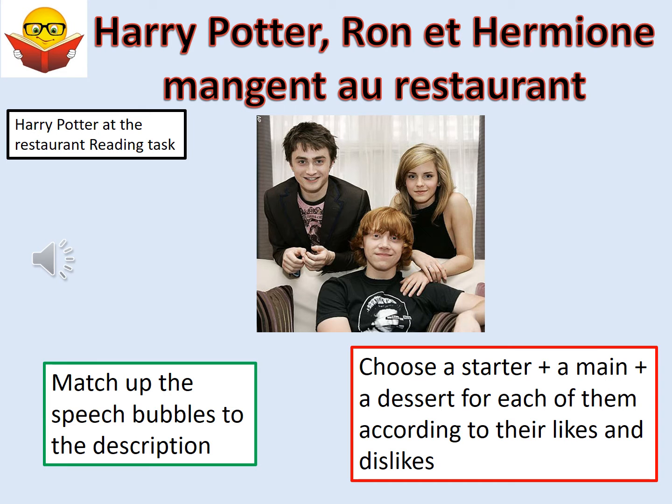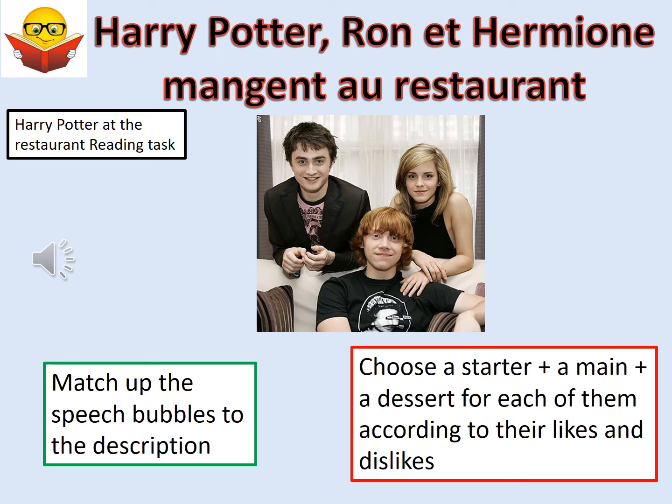Okay, so for your next task, you will need to retrieve two things from the attachments at the bottom of the instructions on class charts. So you will need first to open the Harry Potter at the restaurant reading task sheet. And you will also need to open le menu au restaurant from the attachments. That menu will only be for the second part of the reading task. So for the first part of the reading task, you will need to match up the speech bubbles and the text which is at the bottom of the pictures.